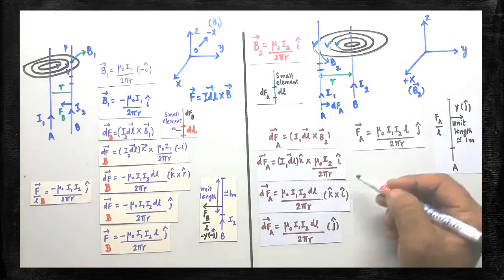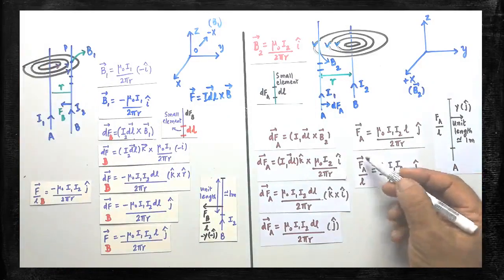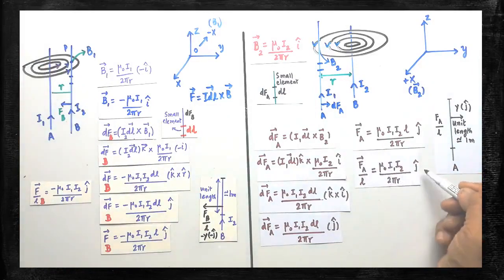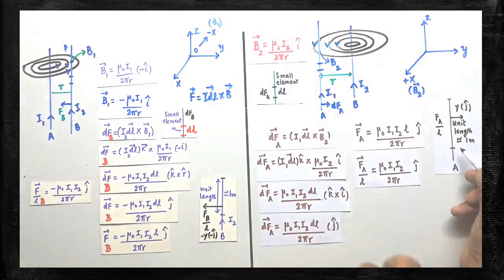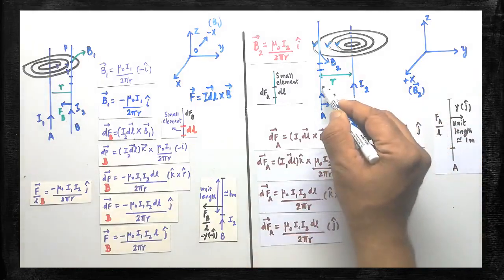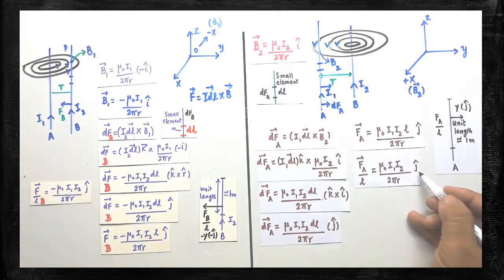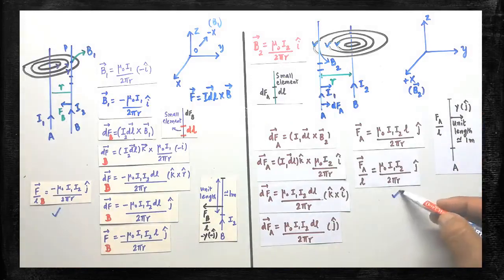So this L can be brought down. If the L is brought down, what will happen? FA vector divided by L is equal to mu naught I1 I2 divided by 2 pi r j cap. Are you clear? This force per unit length which is acting on the first conductor also acts along which direction? Y direction. That's why j cap is there. Are you clear?